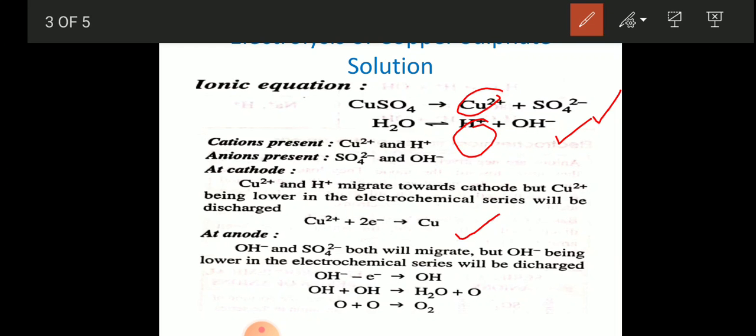Okay. At the anode, similarly, OH- and sulfate ions both will migrate to the anode, but only OH-, being lower in the electrochemical series, will be discharged. So OH- loses an electron and converts into neutral OH, then 2 OH convert into water and an oxygen atom, and oxygen atoms combine to form oxygen. This reaction takes place at the anode. Okay. So this is how electrolysis of copper sulfate solution takes place with the different electrode reactions.